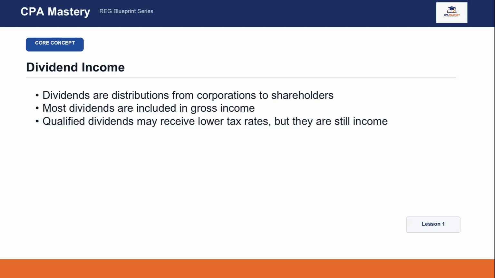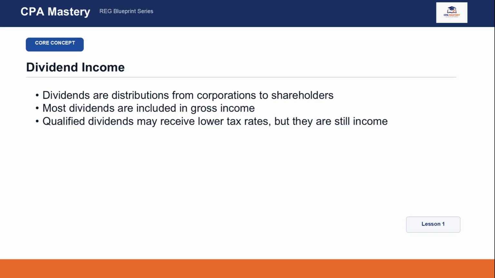Dividends are payments made by corporations to shareholders. The key point for this lesson is that dividends are income. Even when a dividend qualifies for a lower tax rate, that lower rate does not mean it disappears from gross income. This is a good example of how students can mix up inclusion and rate.